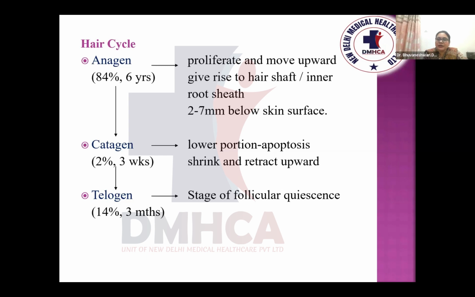In the anagen phase, the hair proliferates and moves upwards. It gives rise to the hair shaft and inner root sheath. It is 2 to 7 millimeter below the skin surface. In the catagen phase, the lower portion undergoes apoptosis and it shrinks and retracts upward. Telogen is the stage of follicular quiescence. So these are the three phases of the hair cycle.